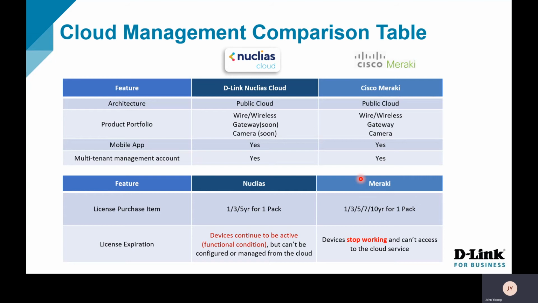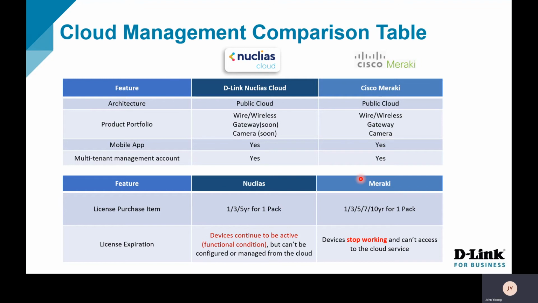So comparing them, both are public cloud, and come with the AP and the switch. For our gateway and camera, they will be coming this year or maybe in the next few years. Then, of course, we have the mobile apps. We have multi-tenancy for local admins just to manage their own devices. As for the license, we have 1 year, 3 years, and 5 years.